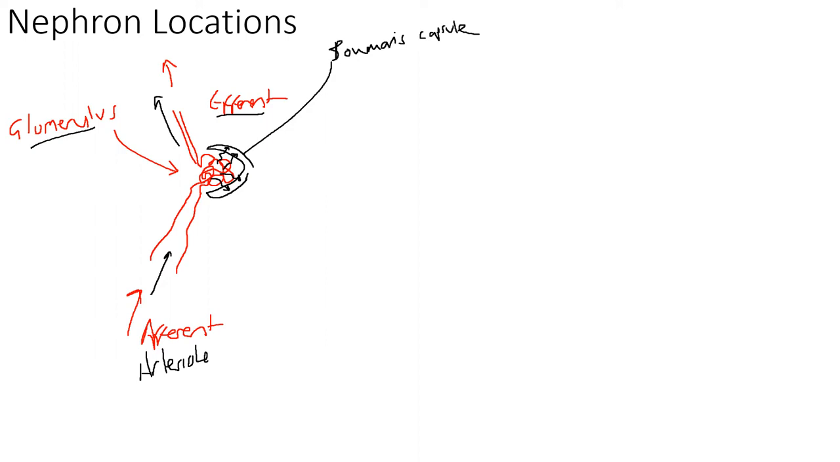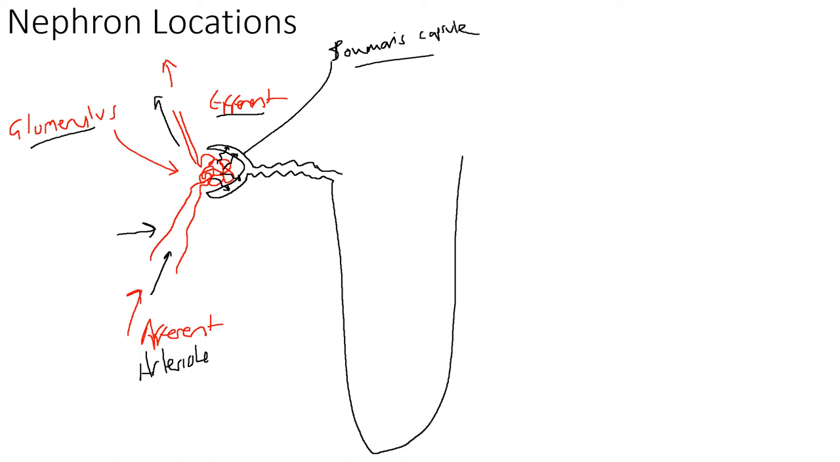And the Bowman's capsule really is the first part of the nephron. What I've talked about in terms of the blood is not really the nephron, but you do need to know about it. That's the blood supply. The Bowman's capsule is the first part of the nephron that you really should be able to identify. Now, this Bowman's capsule then turns into a bit of a tube. Okay, and this tube eventually drops down a big U shape like that, like a roller coaster.